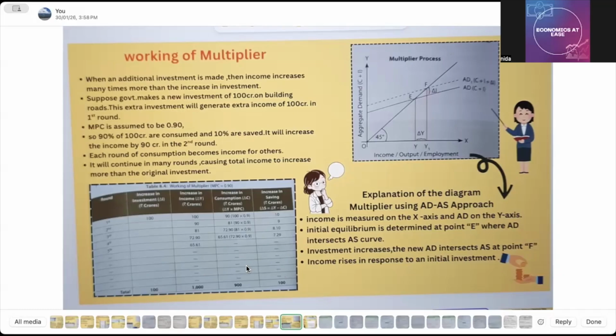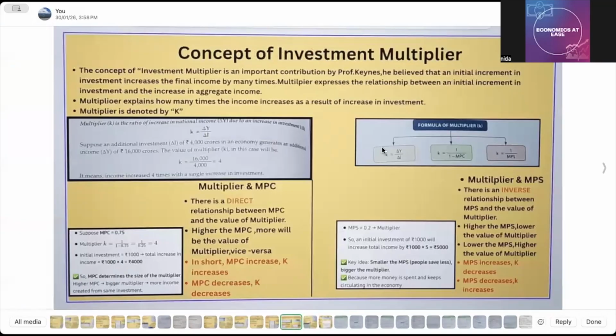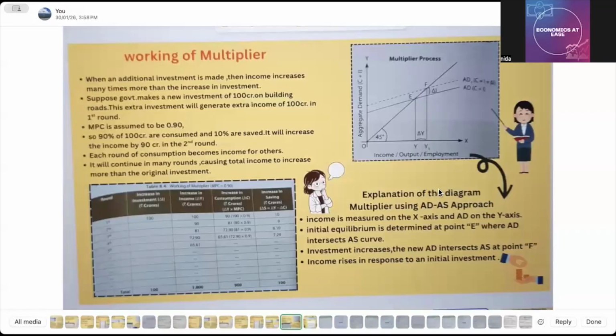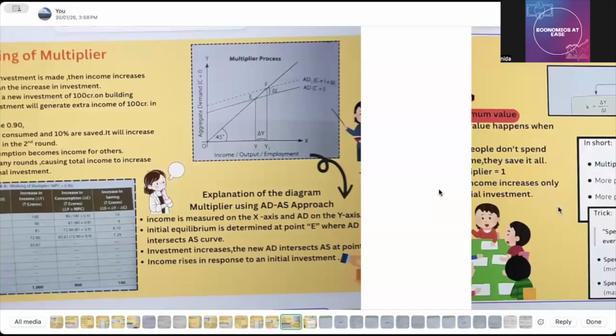So in short, what I can say, equilibrium occurs when AD is equal to AS or S is equal to I, and the consumption function is C equals A plus BY, okay. And for the multiplier, we have already discussed the formulas, that is these three formulas, okay. And then the multiplier works because one person's spending becomes another person's income, right?